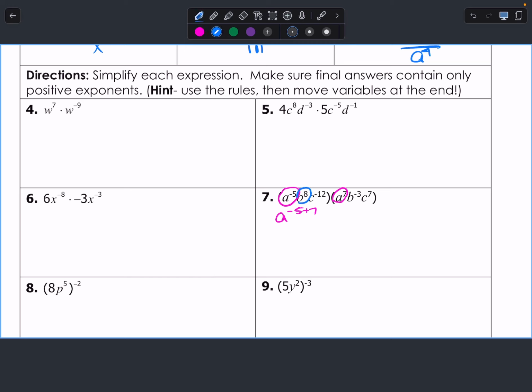I will have my b to the 8th and my b to the -3rd. So b to the 8 plus a -3. And then I have my c to the -12th plus 7.